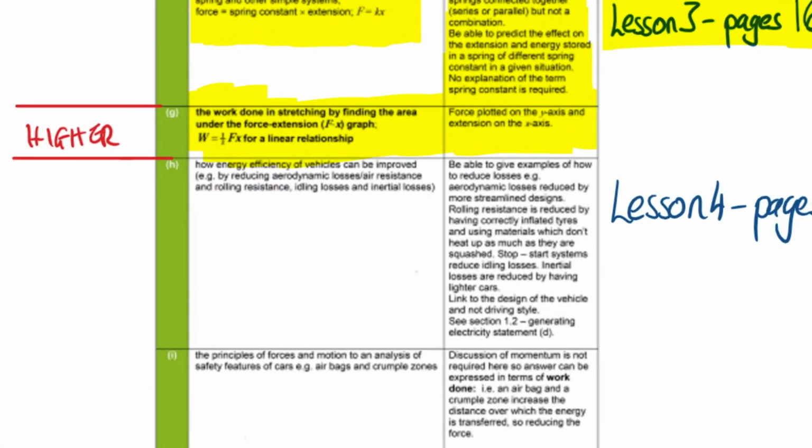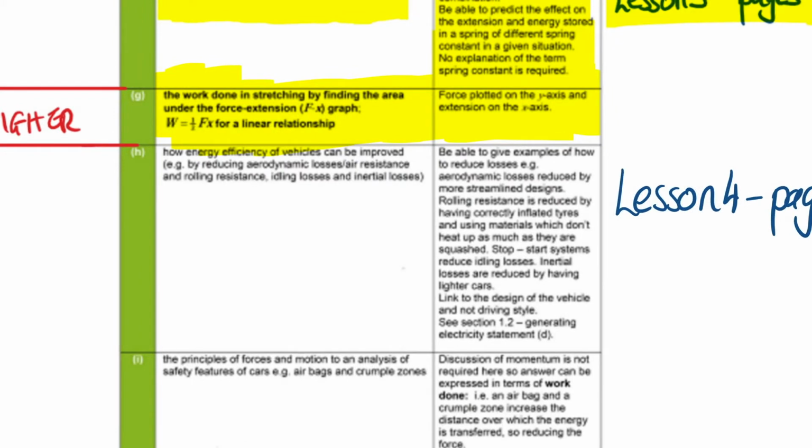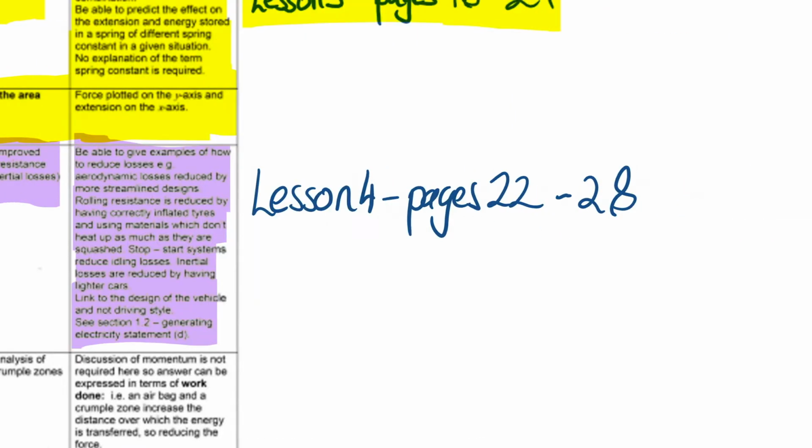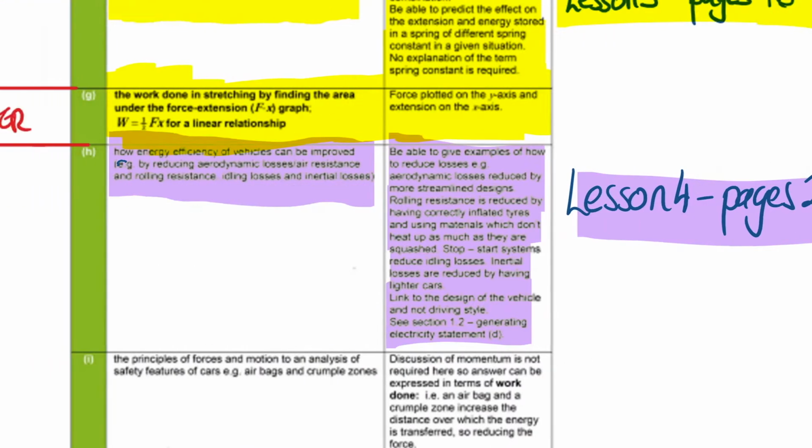Now, the first part then will be looking at how energy efficiency of vehicles can be improved by reducing aerodynamic losses, air resistance and rolling resistance, and be able to give examples of how to reduce losses, which include rolling resistance, stop-start systems and so on. And those are the pages we'll be doing.